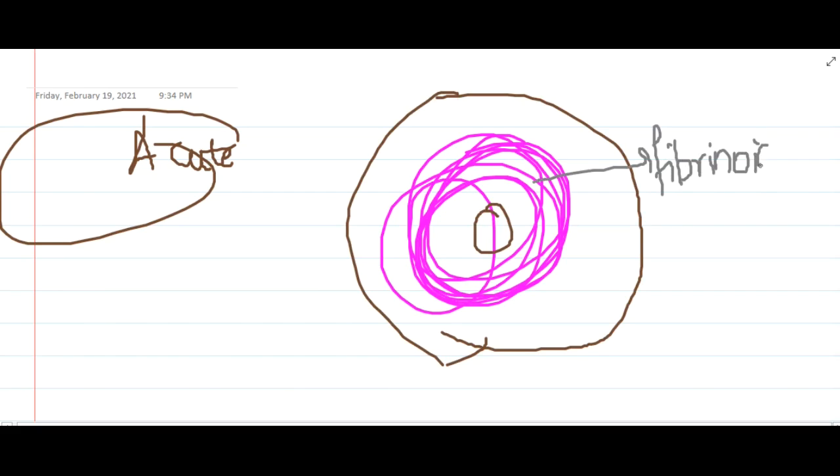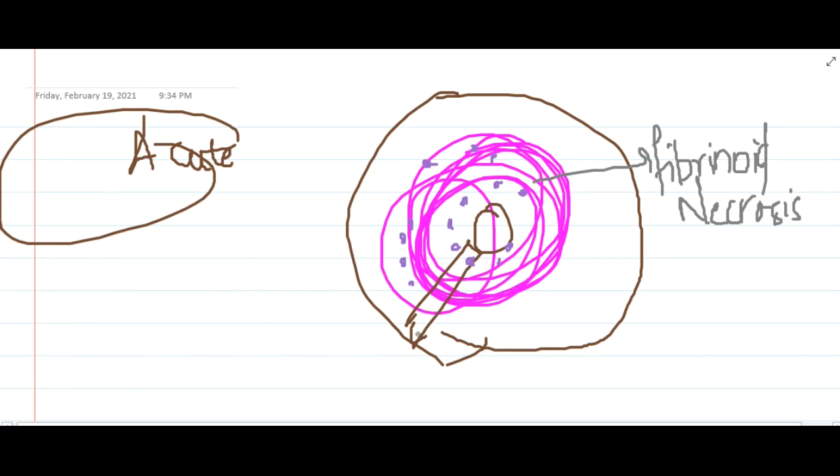This fibrinoid necrosis is also infiltrated with many cells like neutrophils, macrophages, and monocytes. So there is transmural inflammation involving all the layers of the wall. This is the important thing about the fibrinoid necrosis.